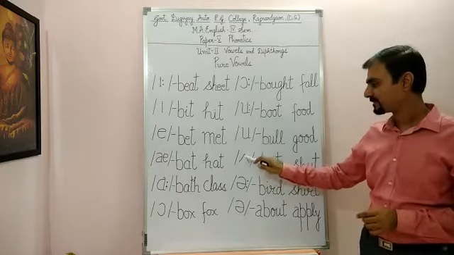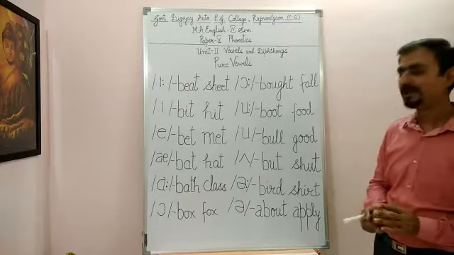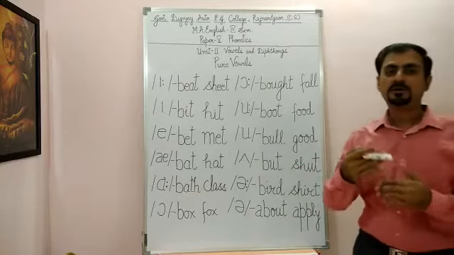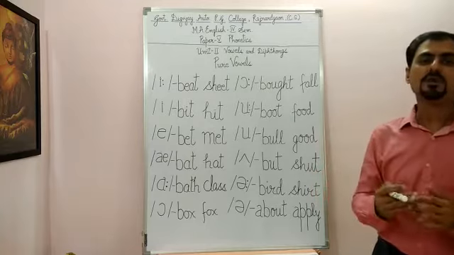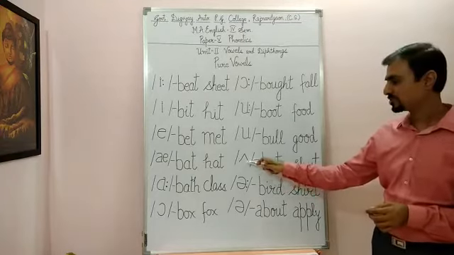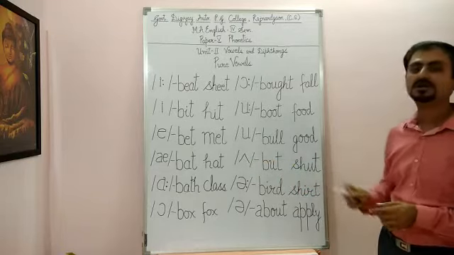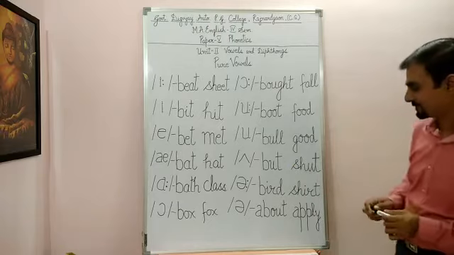Next we have the vowel /ʌ/, which looks like an inverted or upside down letter V. It is also a short vowel. /ʌ/ as in but, shut, cut.